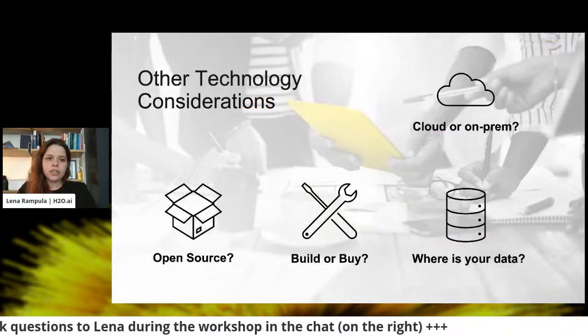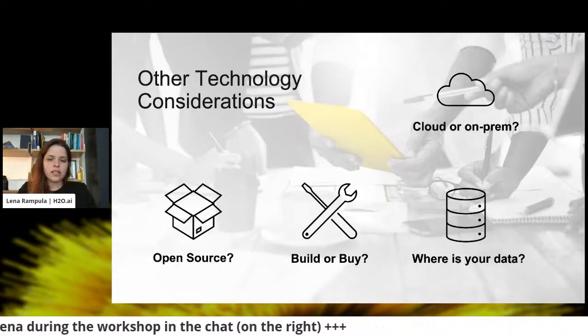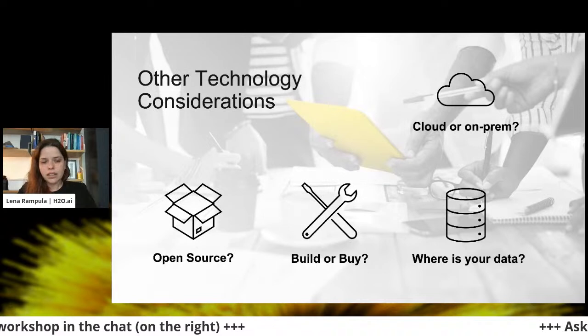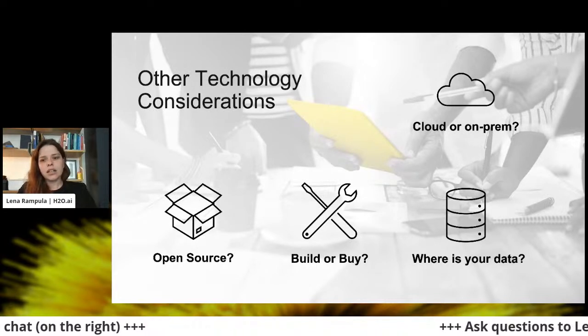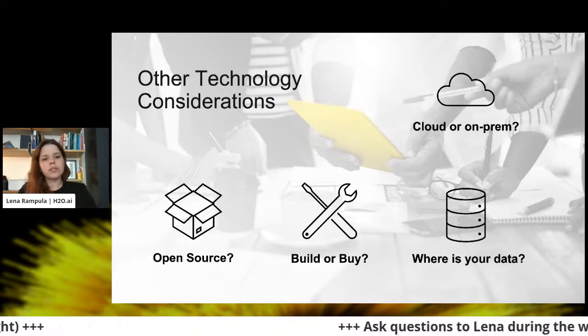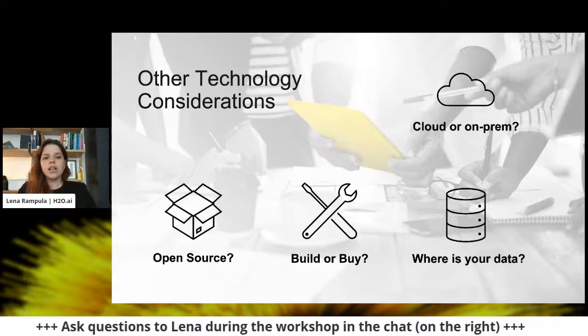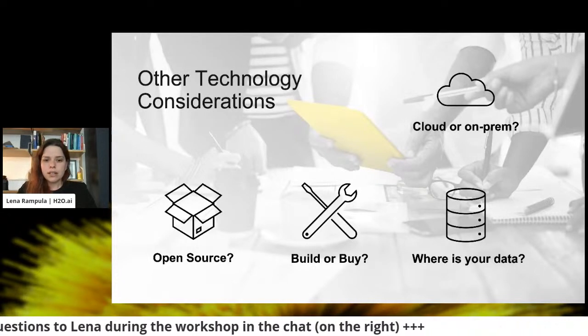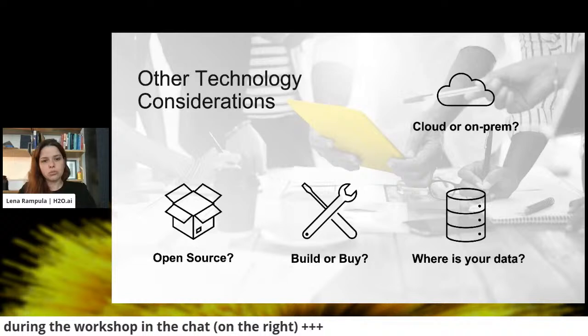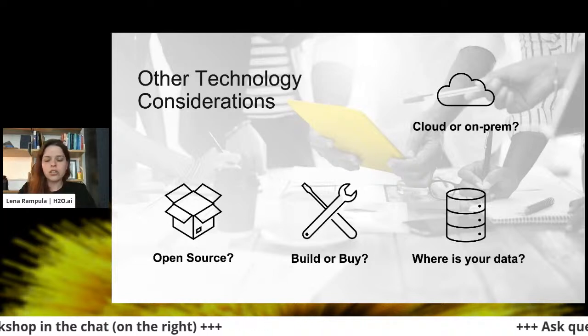There are some other technology considerations that you may think about. Open source, for example, is a good topic. There are many really great open source technologies, and there is always a consideration whether to use an enterprise technology or an open source technology.